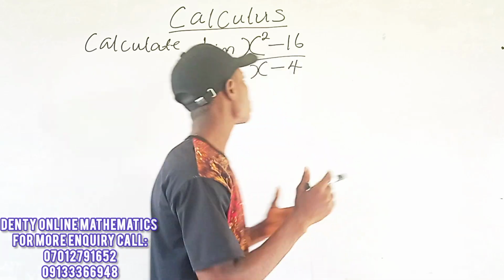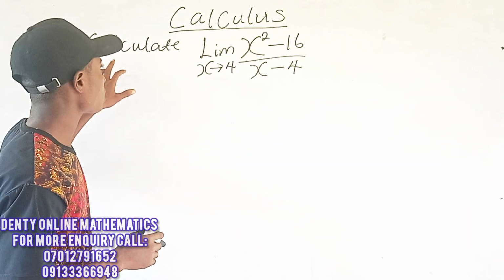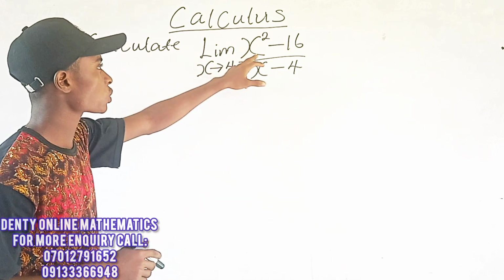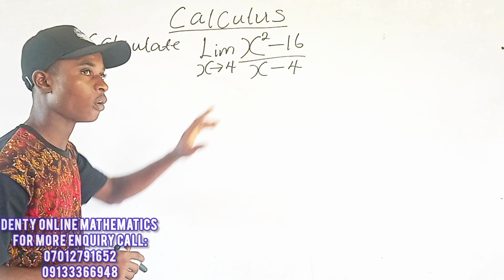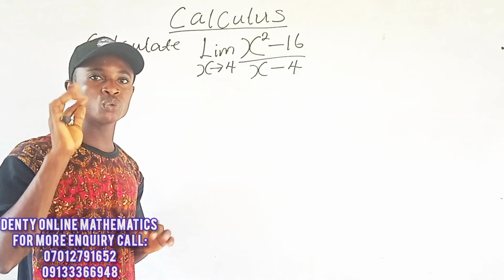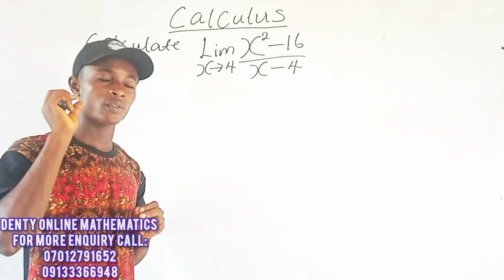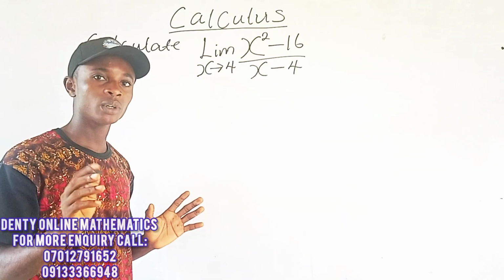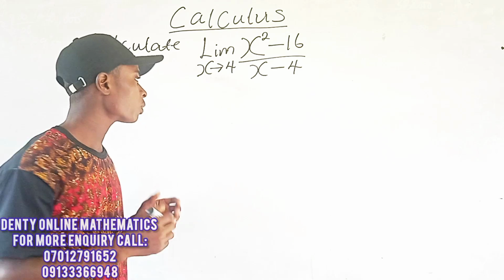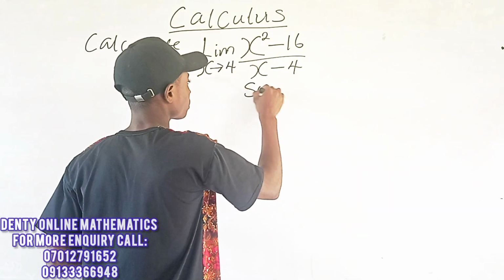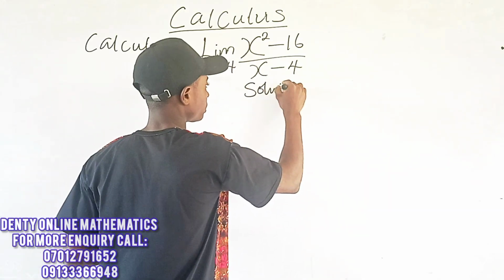In this video, let's look at what we have here. We have to calculate the limit of x squared minus 16 over x minus 4 as x tends to 4. Now, how can we do this? It's very simple. I want to show you two ways you can solve it very easily, and you will not find it difficult. Now, come close. This is the solution to this problem.